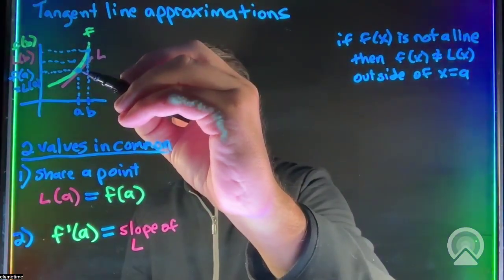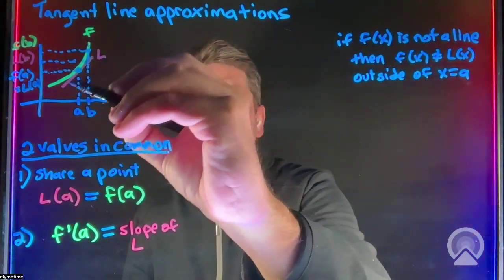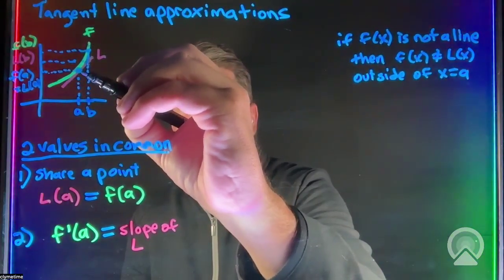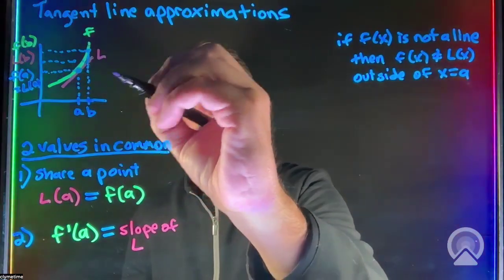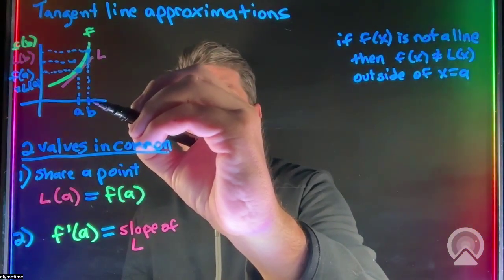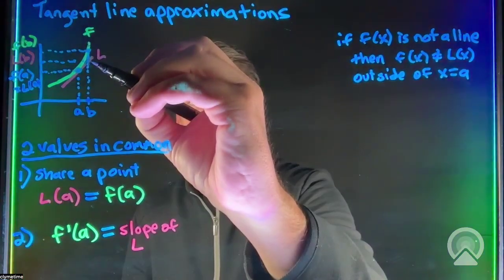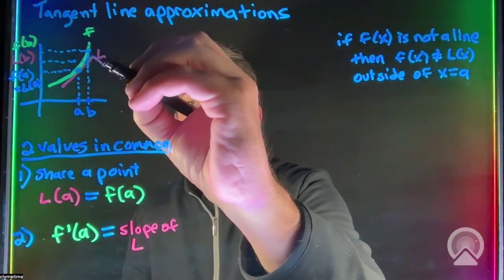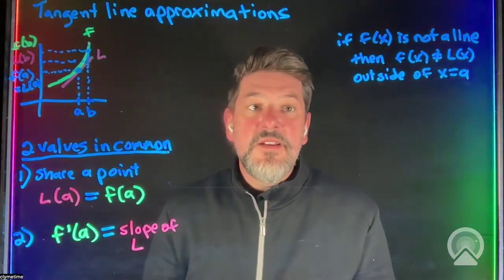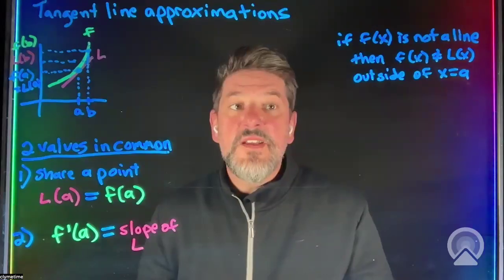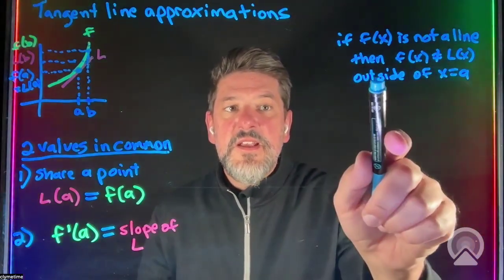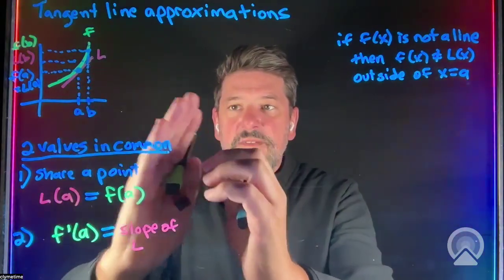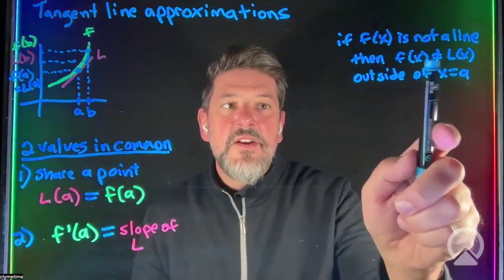So the function value on the pink graph is equal to the function value on the green graph because they share that point. So F of A is equal to L of A. But as soon as I move a little bit to the right at B, B is going to intersect this line L at a different spot than it's going to intersect the green curve F. So L of B and F of B are not equal. Okay, so that's why I say F of x is not equal to L of x as soon as we move outside of the point A. So move a little bit outside the point A, a little bit to the left, a little bit to the right. They are not going to be equal.